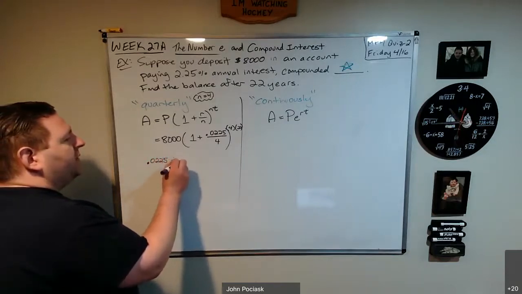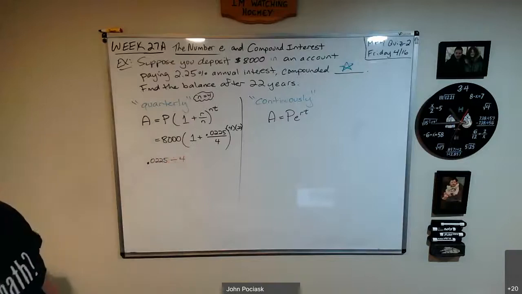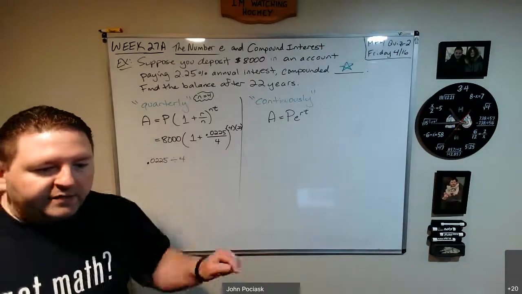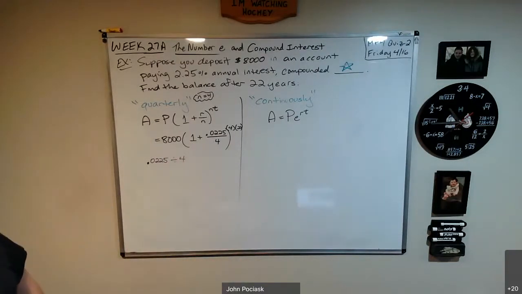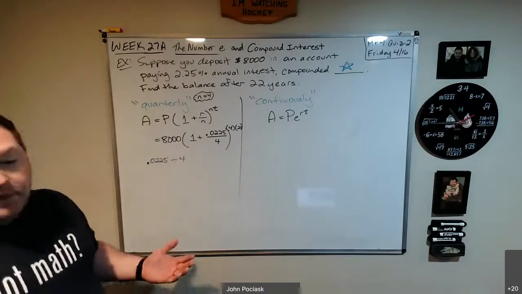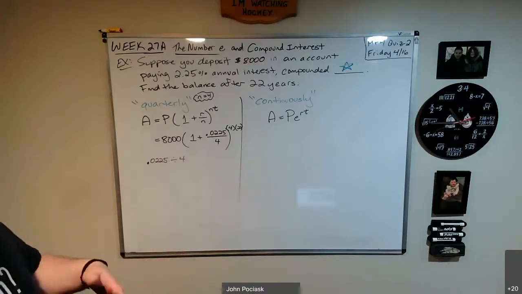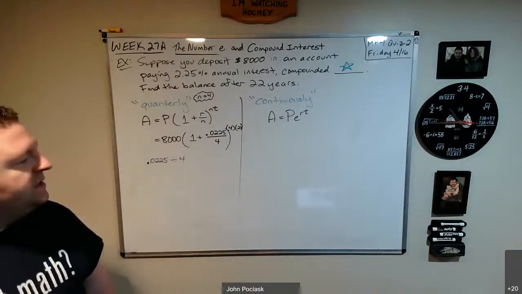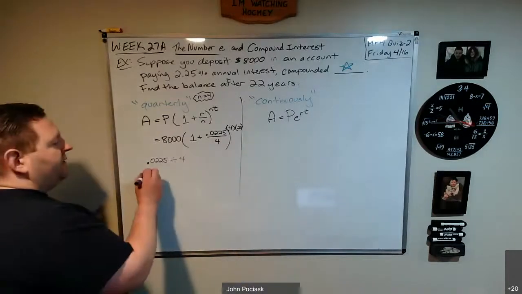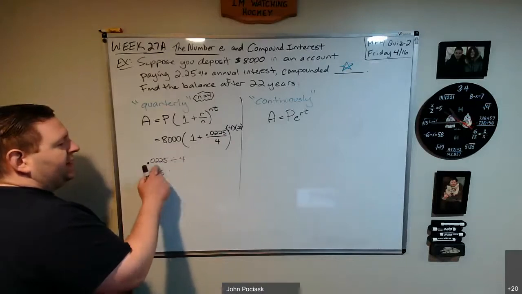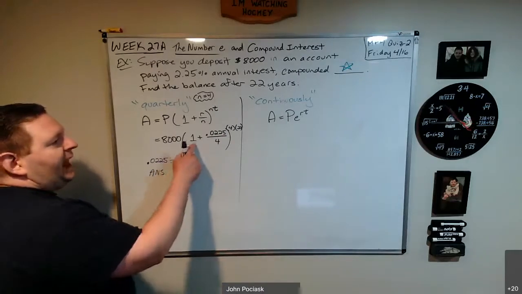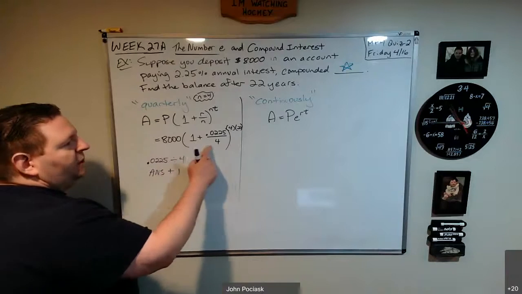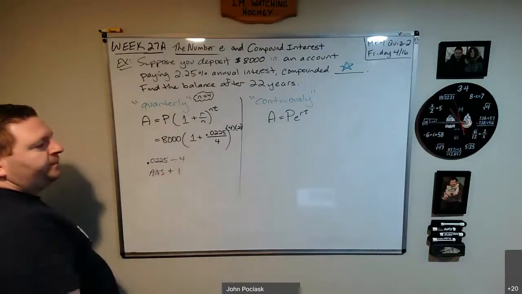0.0225 divided by 4. I hit enter. And now any kind of scientific or graphing calculator allows you to use your previous answer to continue doing calculations. So I'm going to take whatever that previous answer is, and I'm going to add 1 to it. I'm working inside the parentheses here.